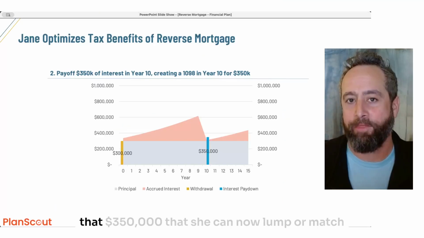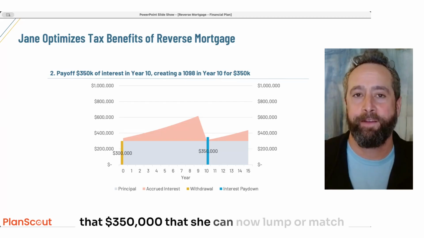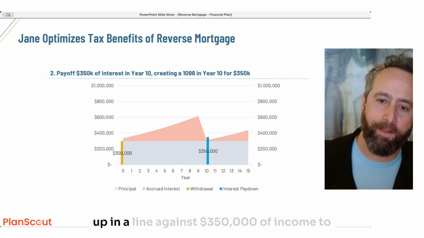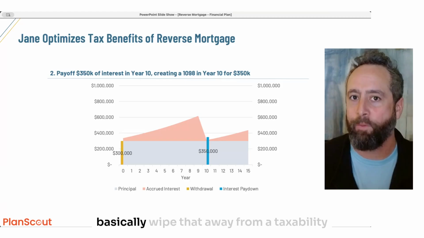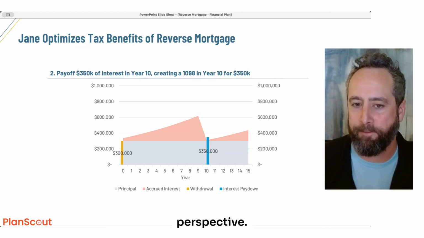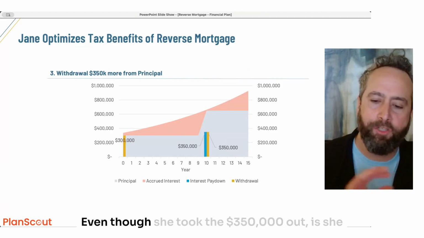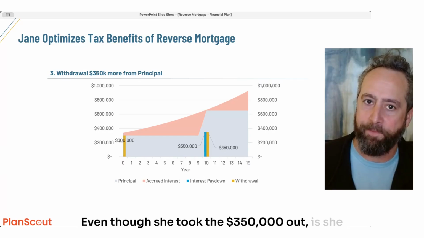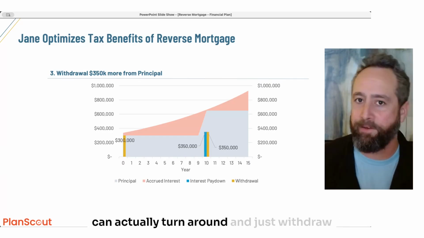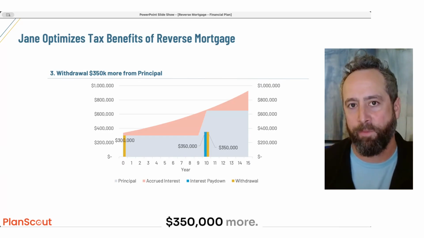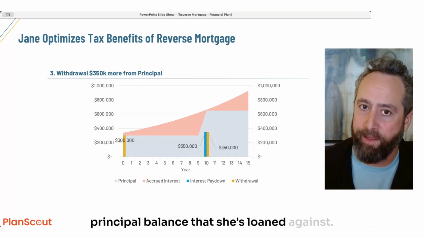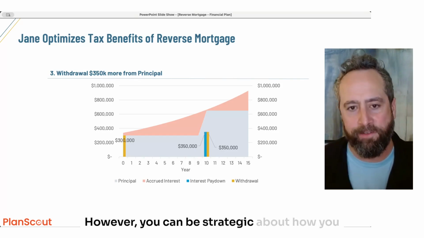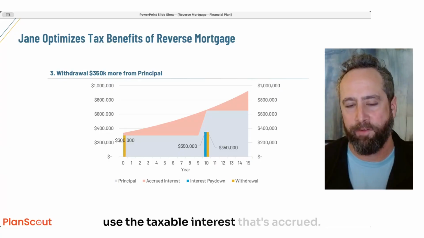She's just going to pay down the accrued interest, which is going to create an amazing tax benefit for her in year 10. That $350,000 that she can now lump or match up and align against $350,000 of income to basically wipe that away from a taxability perspective. Even though she took the $350,000 out, she can actually turn around and just withdraw $350,000 more. What that's doing is increasing the principal balance that she's loaned against. However, you can be strategic about how you use the taxable interest that's accrued.